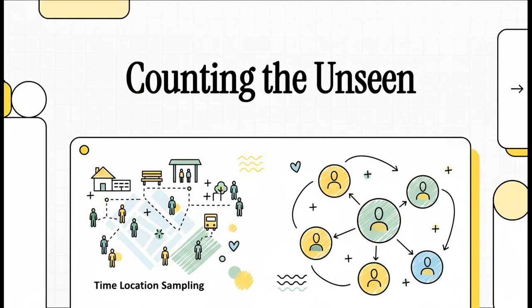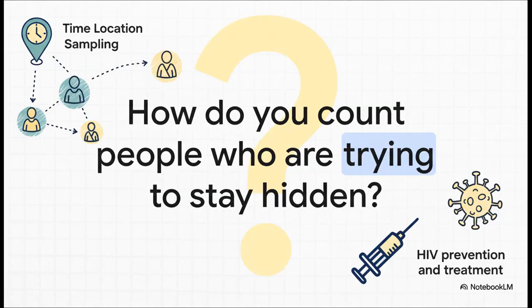To get a handle on the spread of HIV, you first have to understand it. But what do you do when the people most at risk are also the hardest to find? I mean, how do you count what you can't easily see? Well, in this explainer, we're going to dive into the really clever methods public health experts use to solve that exact problem. Yeah, this is the big question, right?